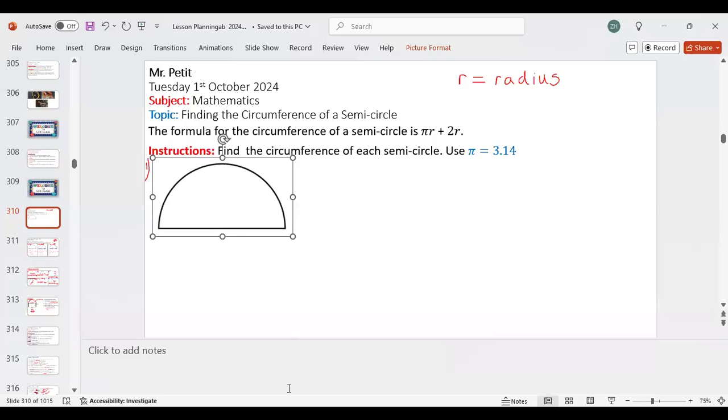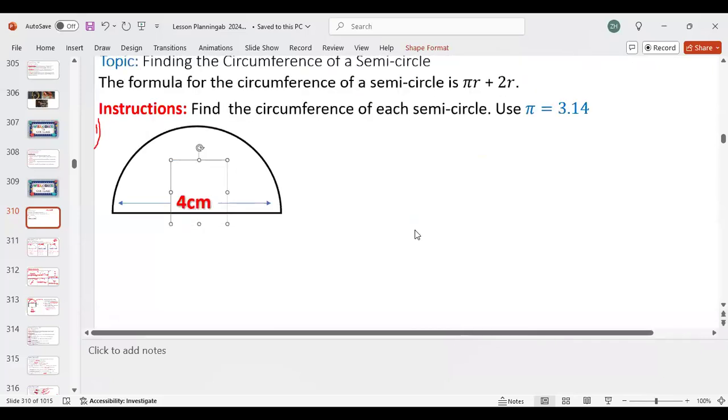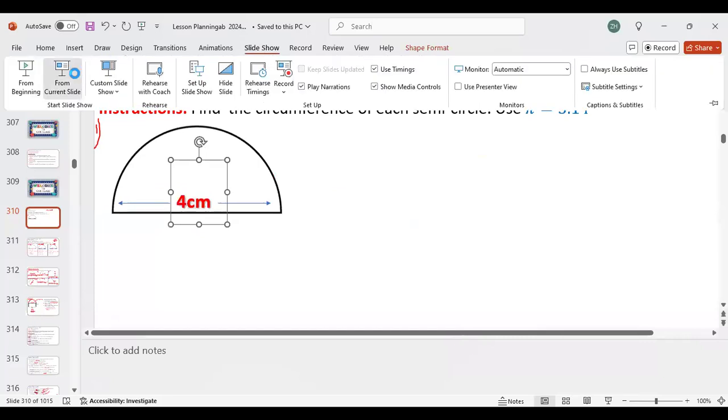And let's say that we know that this thing right here is 4 centimeters. It's going to be 4 centimeters that goes on this side, and 4 centimeters that goes on that side. So 4 centimeters is the span of this whole thing. So this whole entire line is equal to 4 centimeters. That's the rationale there.